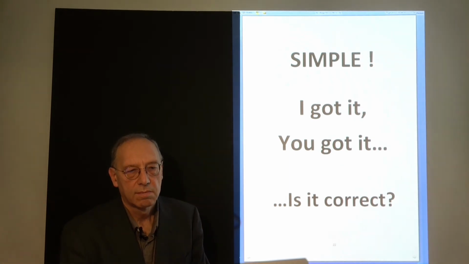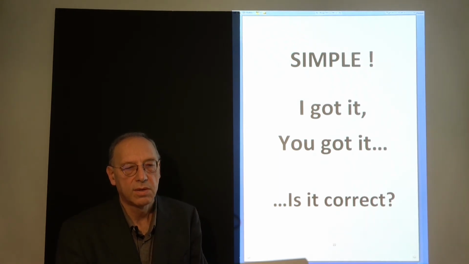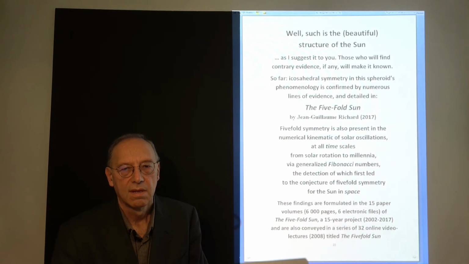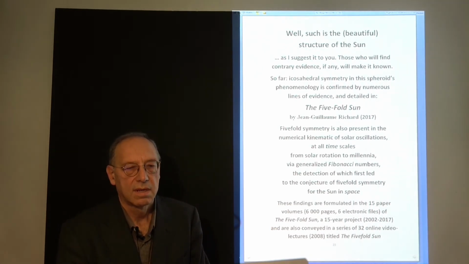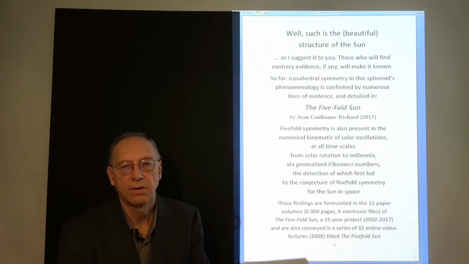This is simple. You got it as I got it. The next question is, because you never heard of it before, and in fact the community of solar physics has not yet been confronted with this finding, or let's say with this conjecture, we have to ask ourselves, is it really correct? Well, for now, we have seen a few lines of evidence, and if there is counter-evidence, of course, those who will find it will speak out.